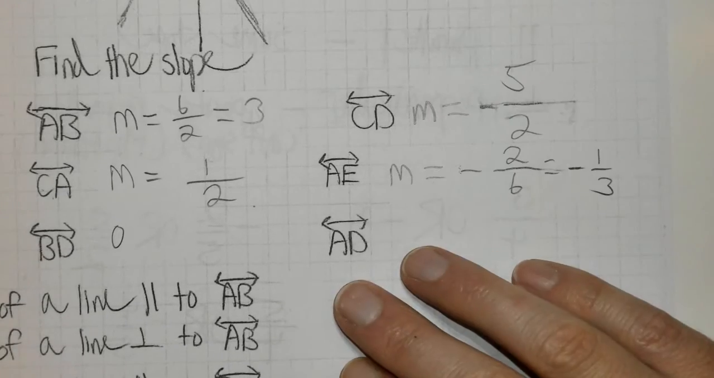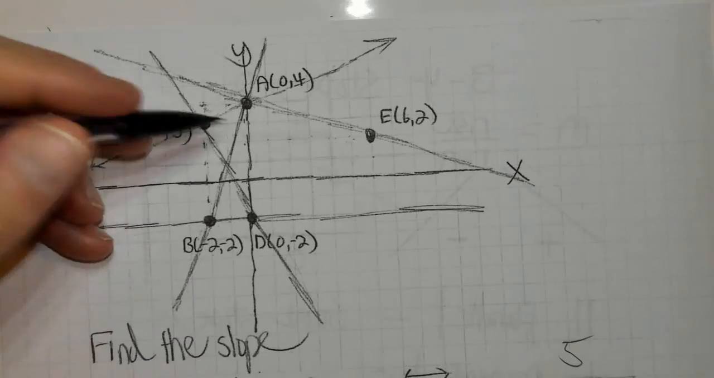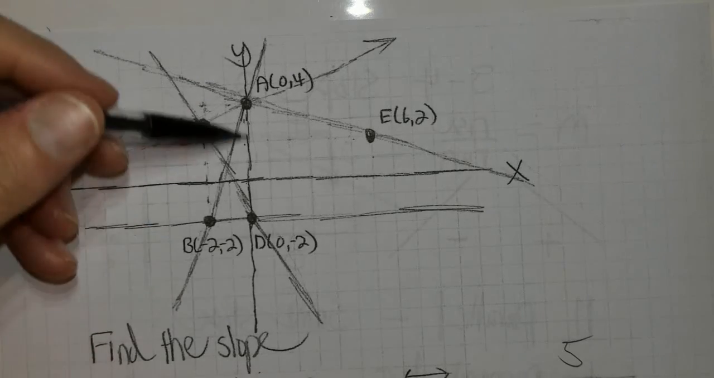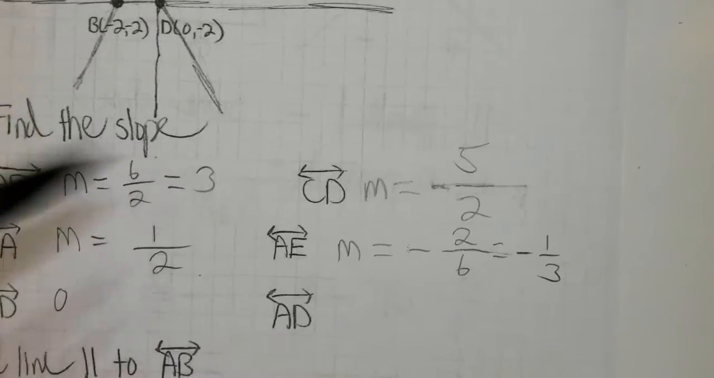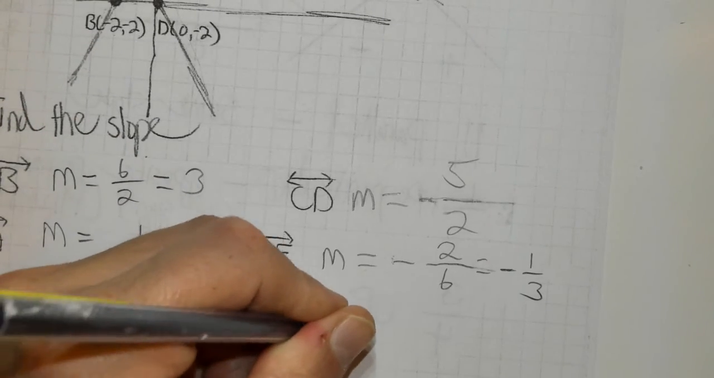All right, now what about line AD? Let's check that one. So line AD is a vertical line. And remember what we said about vertical lines? The slope is undefined. So I'm going to go ahead and write in undefined here for my slope.